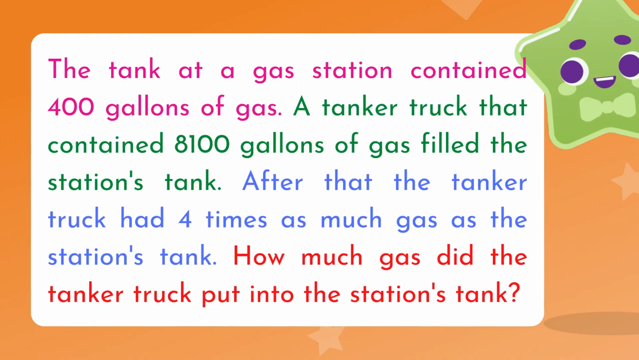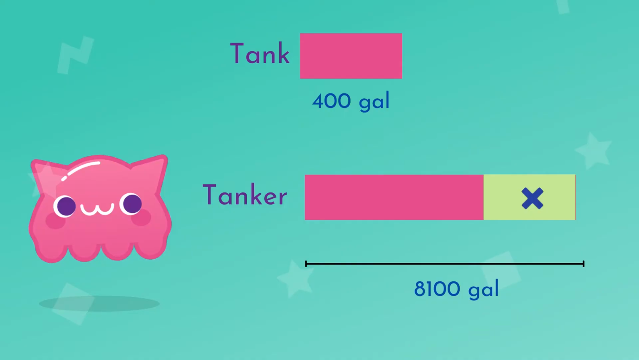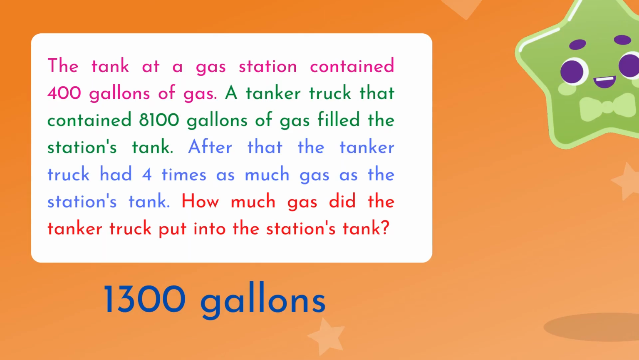So what is our question? How much gas did the tanker truck put into the station's tank? How much did it put? X. And X is 1,300. So the answer is 1,300 gallons. Don't forget to put the units.